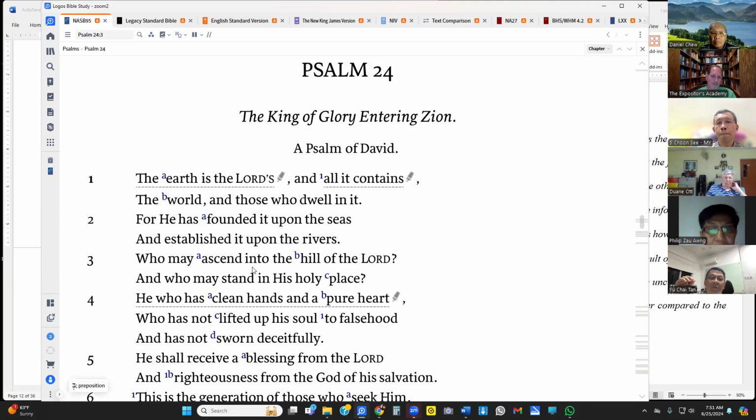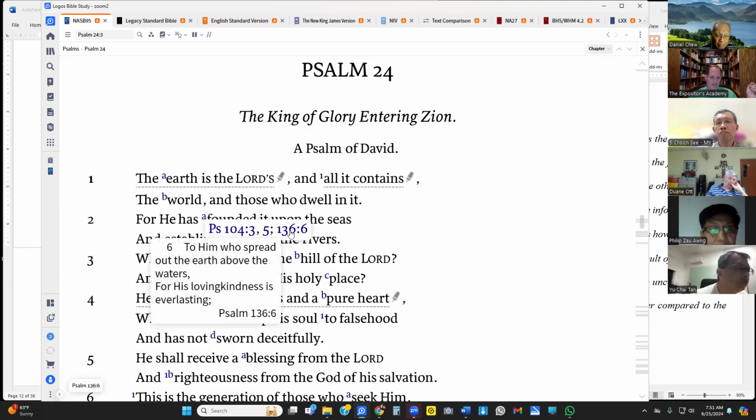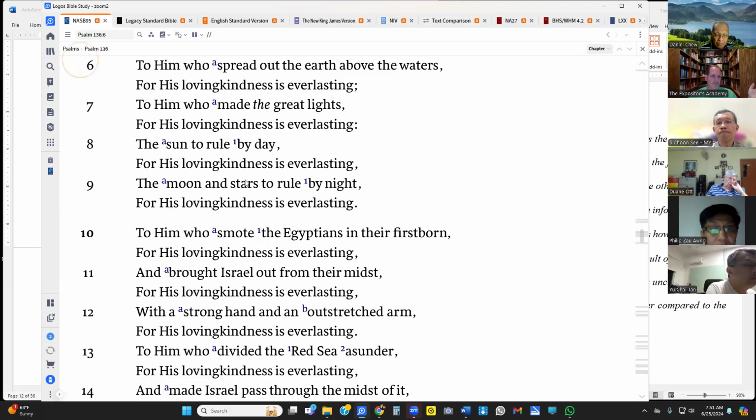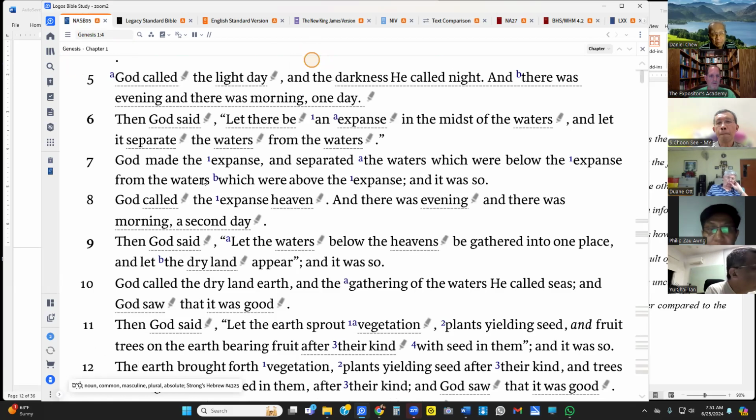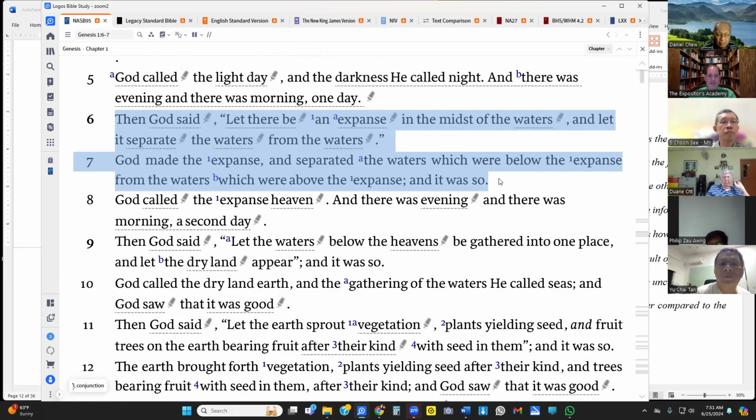So you might do a study looking at whether there are other Old Testament passages. So notice there's a couple cross references here. And that may provide some help. Psalm 136, verse 6: to him who spread out the earth above the waters. Okay, that seems to be looking back to the creation account, right? You guys remember that, Genesis 1, verse 6, he separated the waters, the atmosphere from the waters on the earth. Right, so that came on the second day.